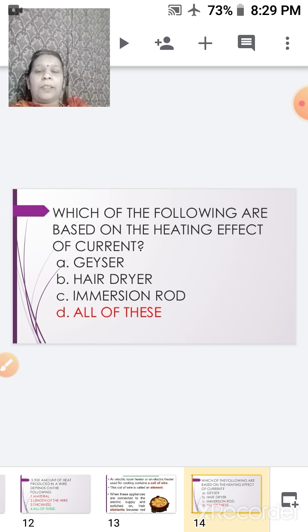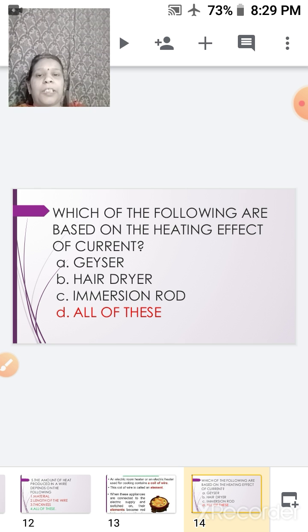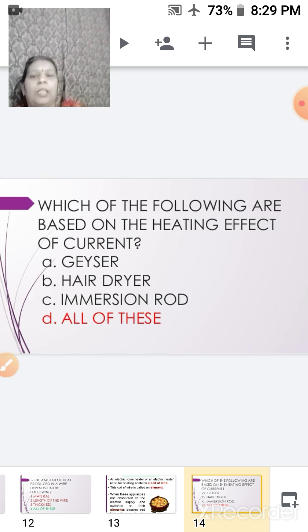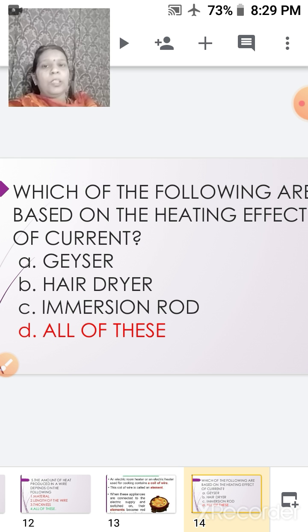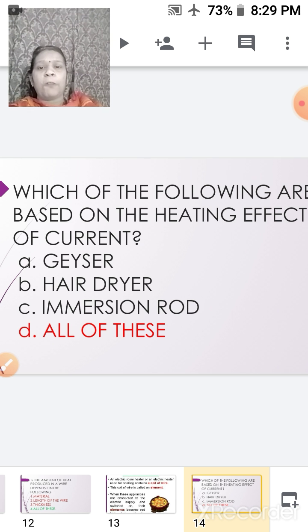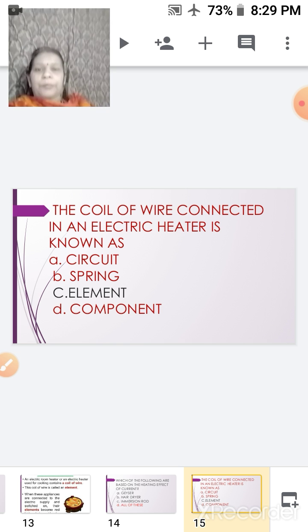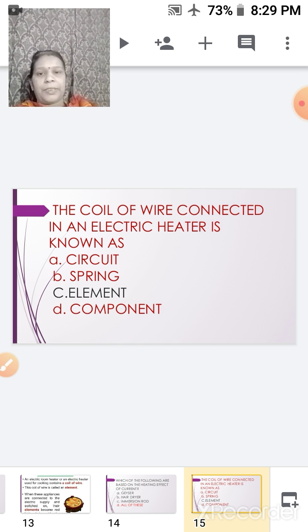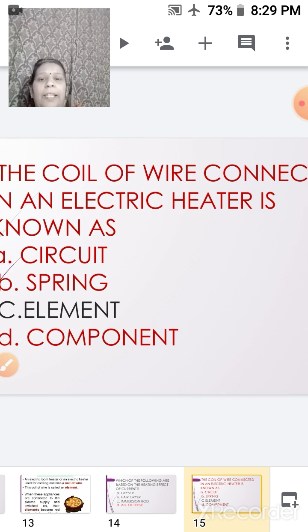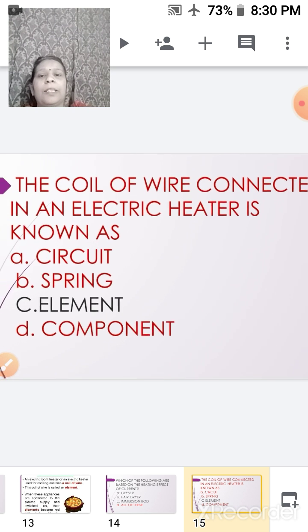Again the question: which of the following are based on the heating effect of the current? The options are geyser, hair dryer, immersion rod, all of these. So the answer is all of these. The coil of wire which is connected in an electric heater is known as circuit, spring, element, or component. So the answer is element.